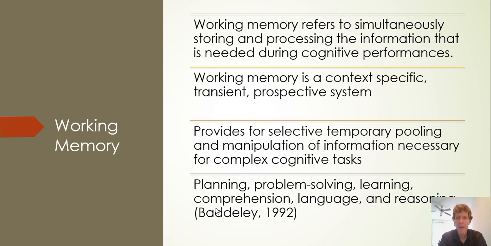Working memory refers to simultaneously storing and processing the information that is needed during cognitive performances. Working memory is a context-specific, transient perspective system, meaning that you can only store it for a limited amount of time. It provides for selective, temporary pooling and manipulation of information necessary to process. You plan, problem solve, learn, comprehension, language, and reasoning.